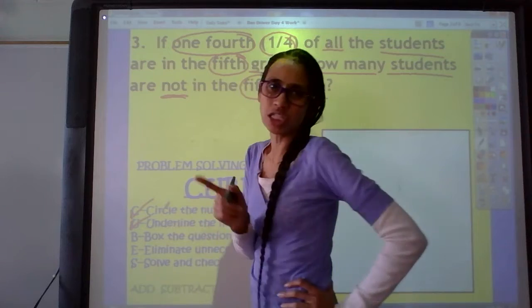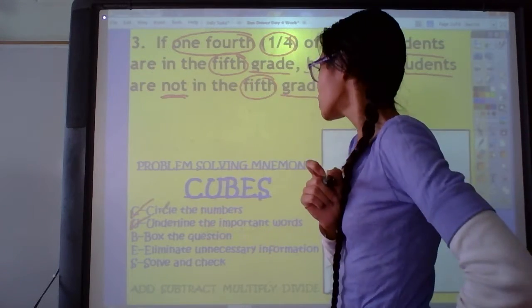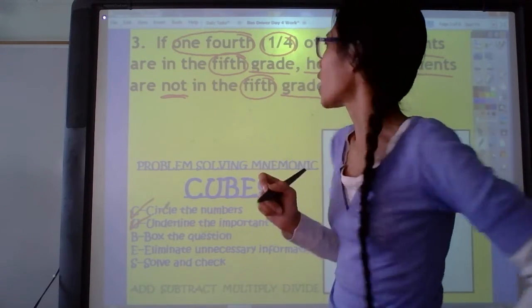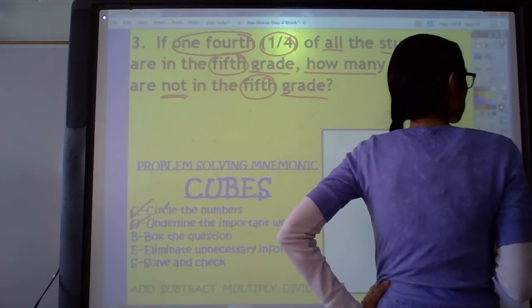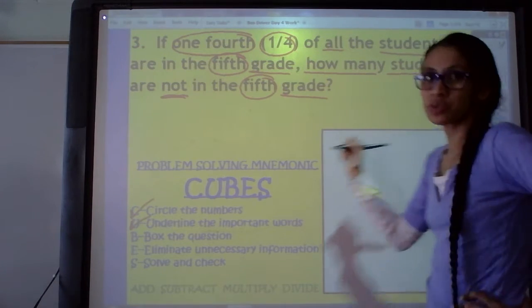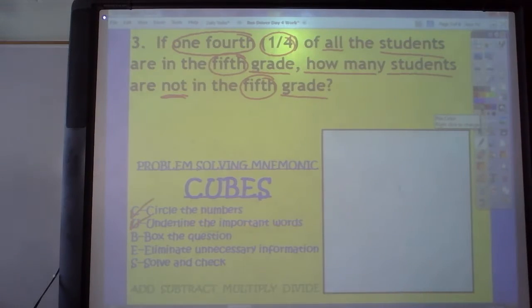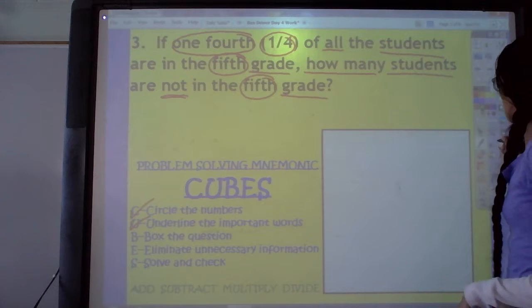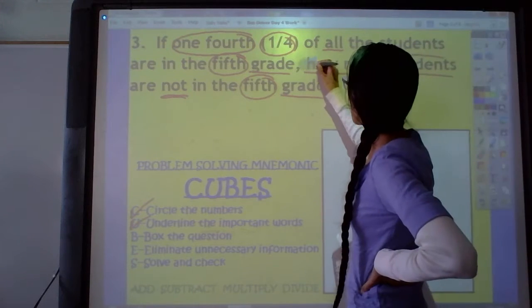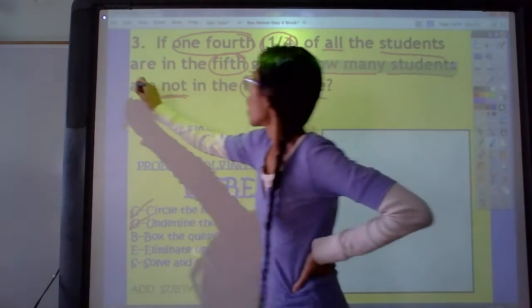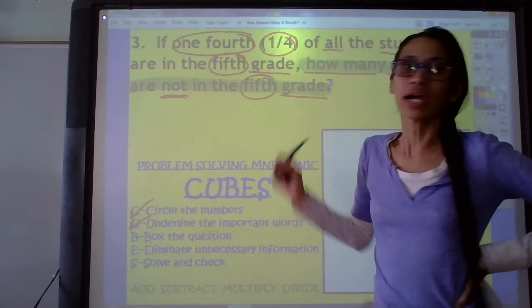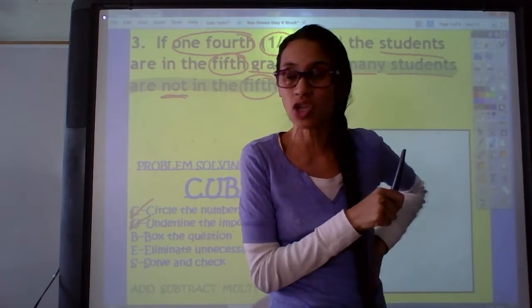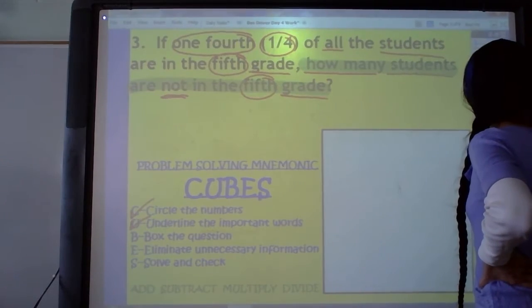Moving on to the next step of our CUBES clues is to box the question. Help me find the question. Where's the question? Oh, find that question while I go see who's at the door. Did you find it? All right, the question right there. How many students are not in the 5th grade? That is the question that we need to solve. So we are done with that step.